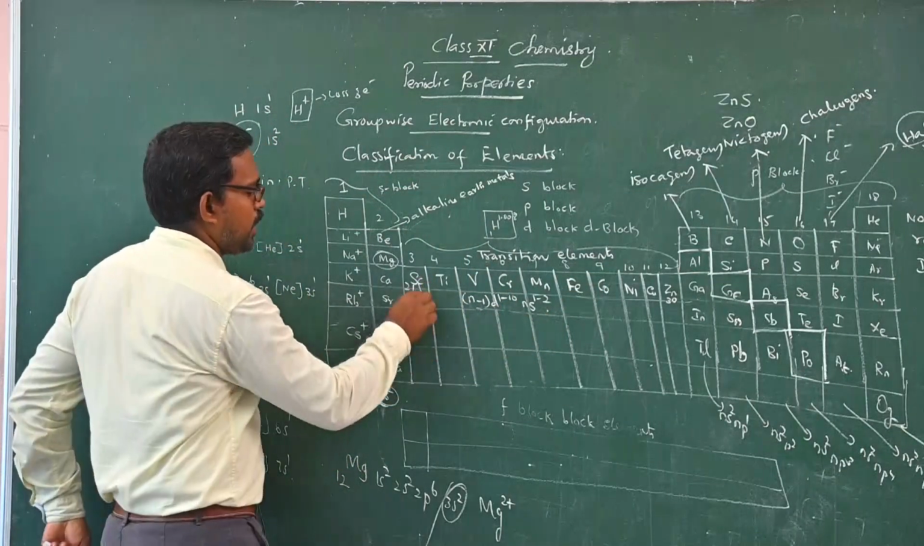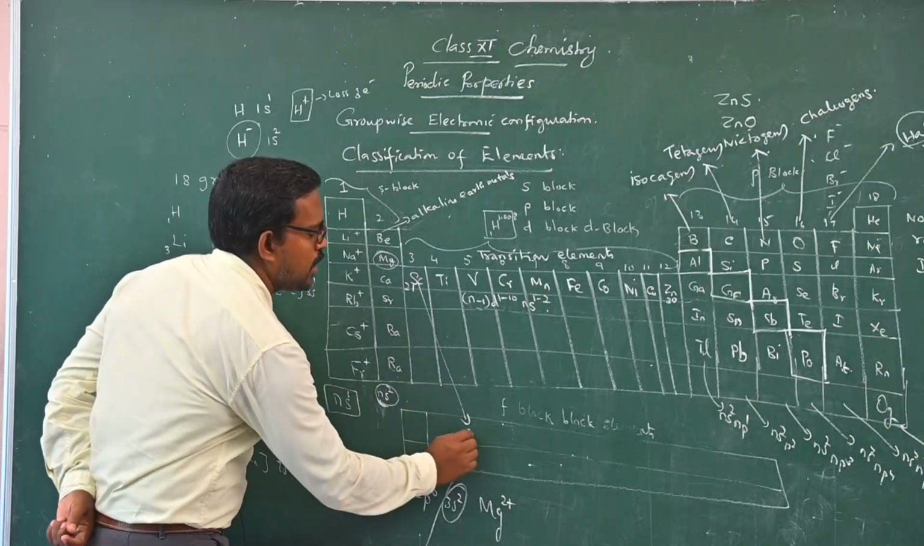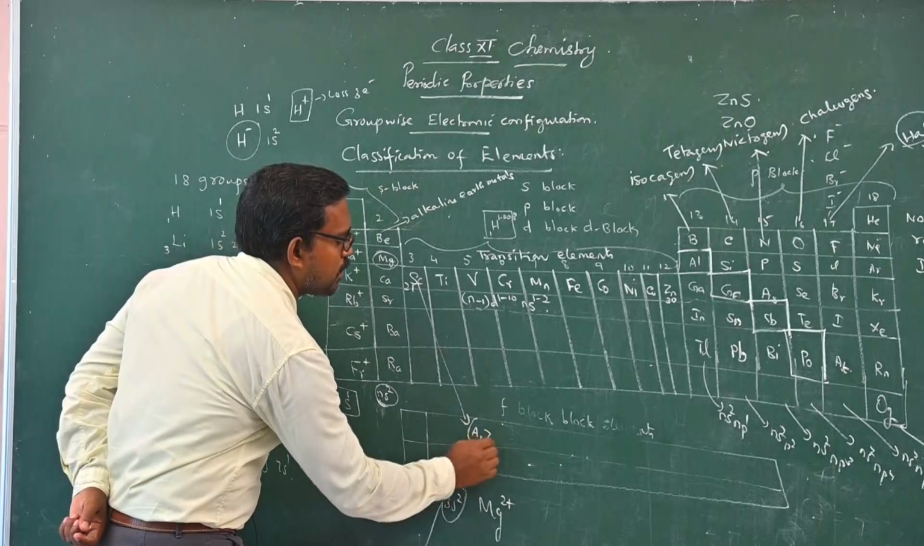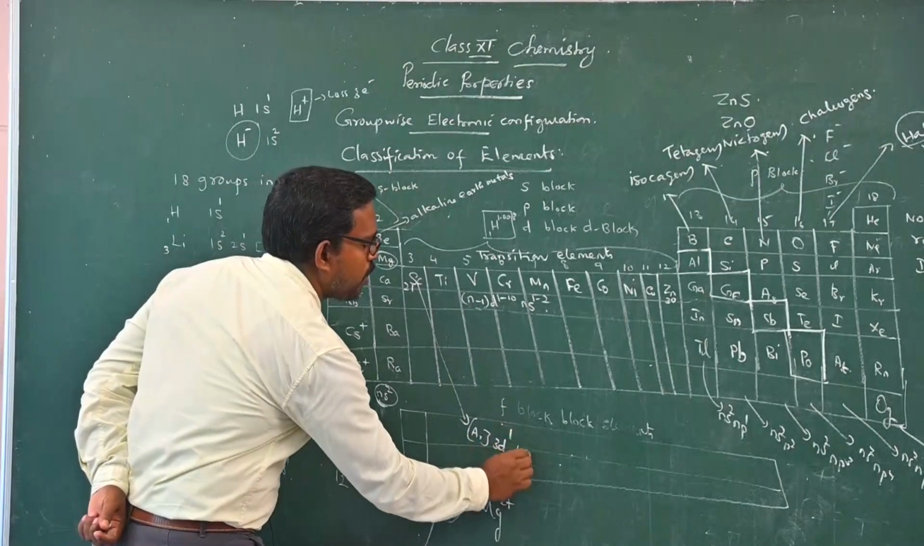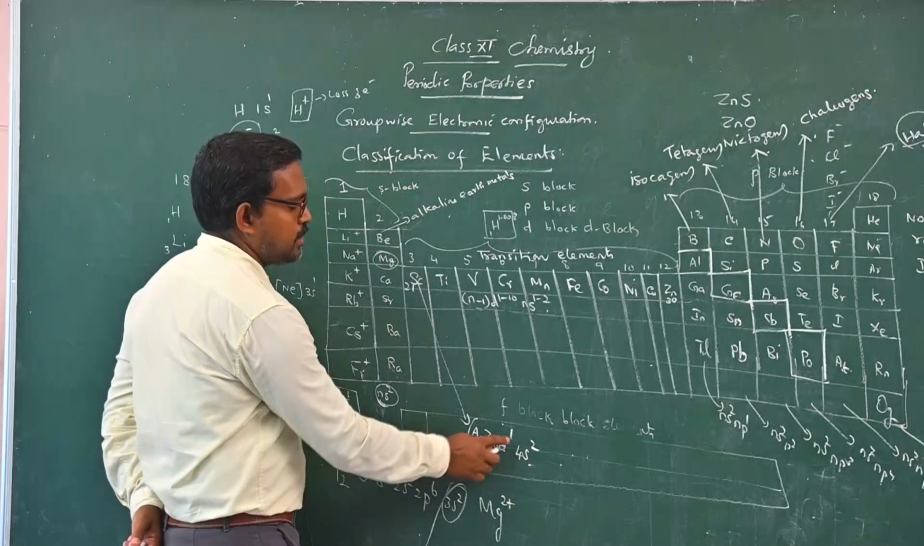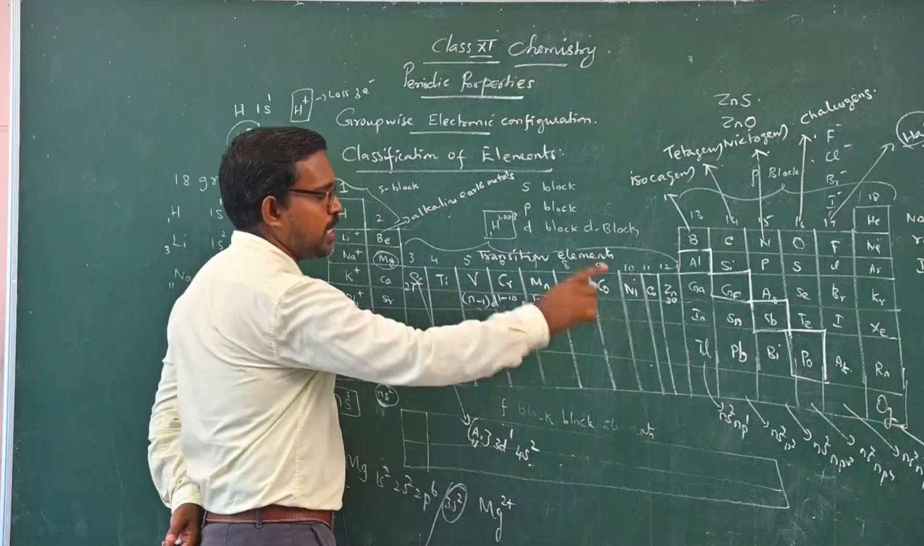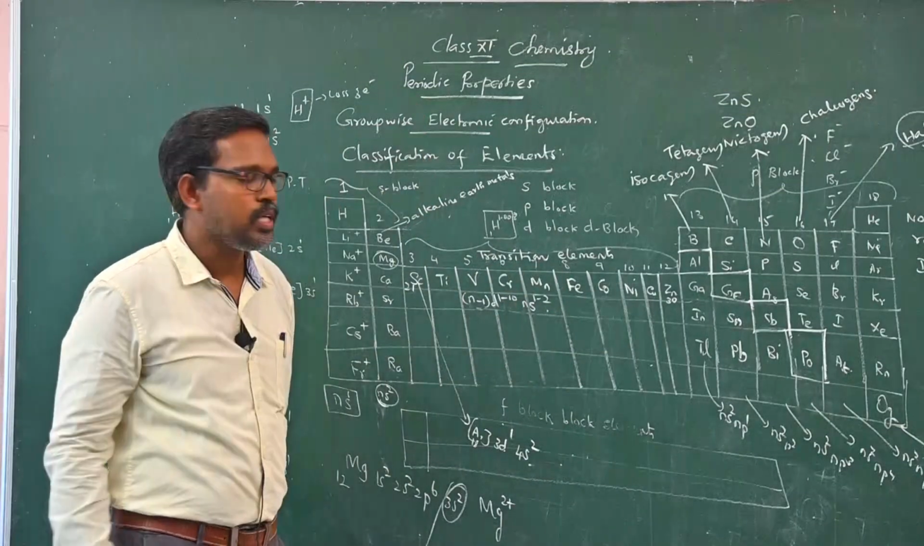Suppose we are writing the electronic configuration of scandium. Scandium, atomic number 21. Configuration: argon 3d1 4s2. What is the atomic number of argon? 18. 18 plus 3 is 21. Similarly, d1 to 10 electrons are gradually filled.